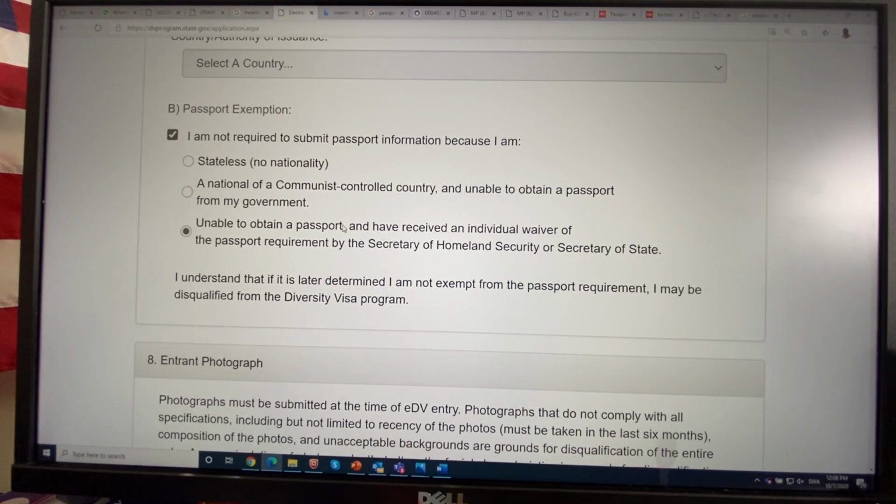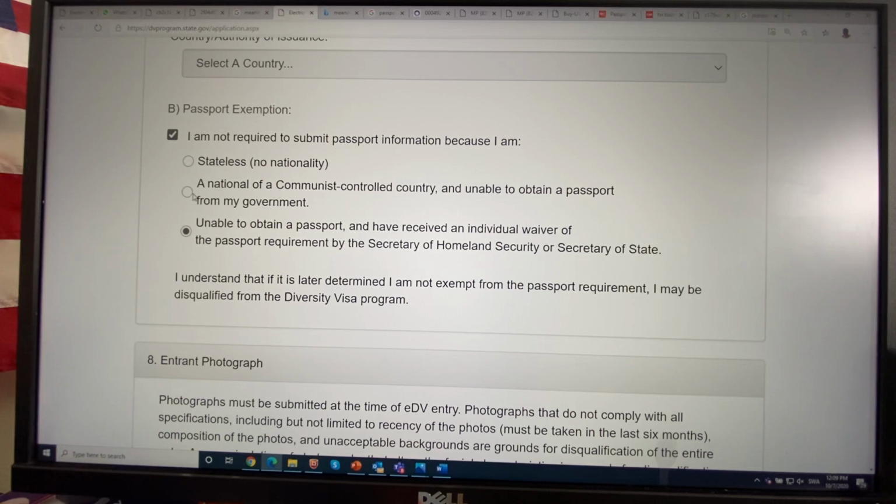Unable to obtain a passport and have received an individual waiver of the passport requirement by the Secretary of Homeland Security or Secretary of State. So, do you have a letter from the Secretary of State or Secretary of Homeland Security? You tick this one. When you say secretary, we mean the Minister of Homeland Security. Secretary of State means the Minister of Foreign Affairs of the US.